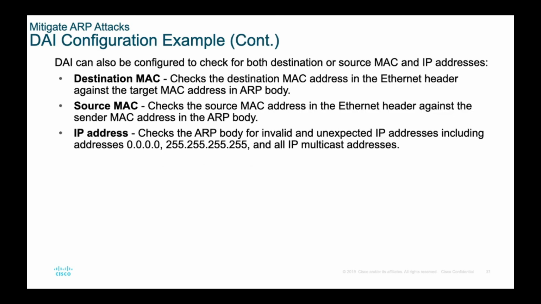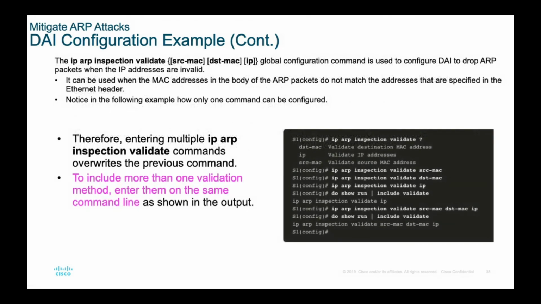But there are many options you can configure, either based on the destination MAC address, the source MAC address, or the IP address. So if you would like to validate through a MAC address, for the source MAC address you can put src-mac, or you would like to validate based on the destination address, so IP ARP inspection validate dst-mac, or you would like to validate based on IP, you can do IP ARP inspection validate IP.